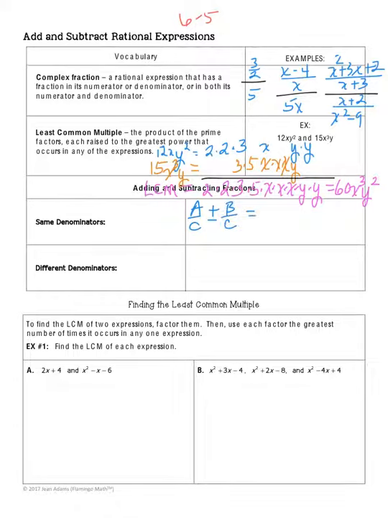Since they have the same denominator, you can add their numerators or subtract their numerators, and you would put it over the same denominator. If they have different denominators, for instance, you have a over b plus or minus c over d, you have to find the least common denominator between these two.